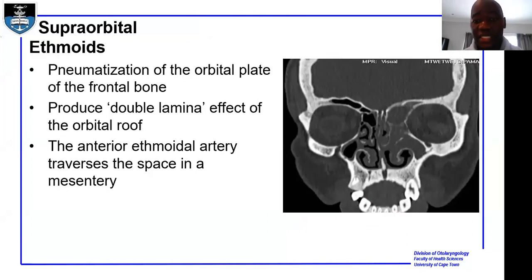This is a CT scan of one of our patients we recently had. It shows a supraorbital ethmoid cell, showing pneumatization of the orbital plate of the frontal bone and producing a double laminar effect of the orbital roof. Now, the concern about this type of cell is that it leaves the anterior ethmoidal artery hanging by a mesentery, and thereby endangering it if you are doing endoscopic sinus work.